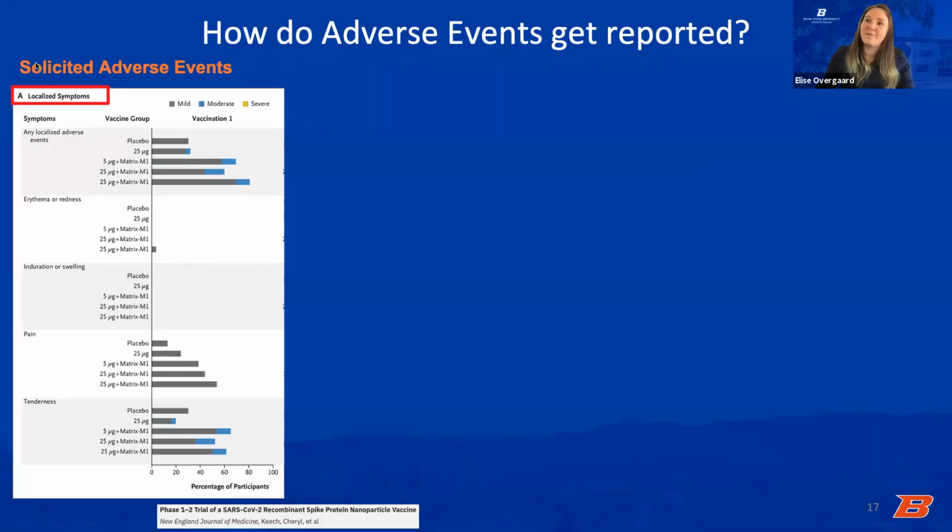The things that we know will happen or expect to happen, we call solicited adverse events. They're events that are solicited. They actually ask the patients, did you experience any of these things? Some of those things are local at the injection site, like redness or swelling or pain or tenderness. If you have time to look at these slides, you can see the placebo group is included here. So they are collecting this on the placebo as well as the treatment groups.